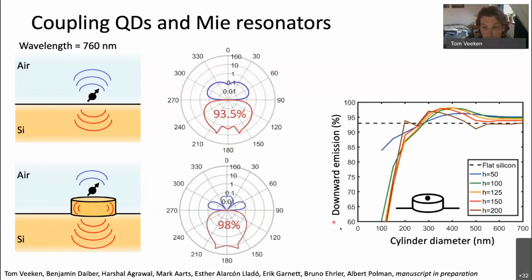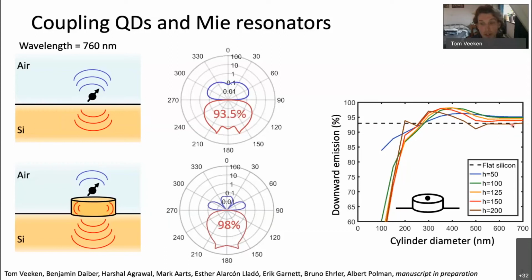Okay, how do we find this optimal structure leading to 98%? Well, we change in the simulation its diameter and its height in color. And then we look at the total downwards emission. And we see that for small diameters, we're strongly emitting upwards because the downwards emission is smaller than that of the reference case. And then we actually overshoot to 98% here. And then as the diameter becomes bigger, you can understand that the dipole starts to feel as if it is on a flat silicon substrate, and therefore it moves back to the 93% for longer diameters.